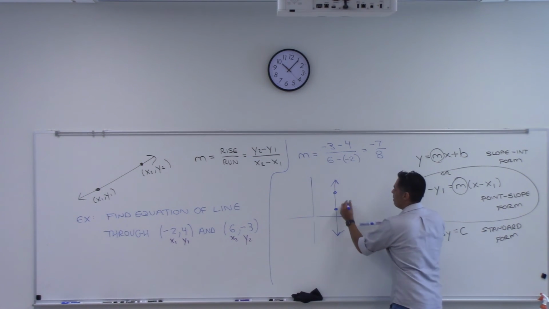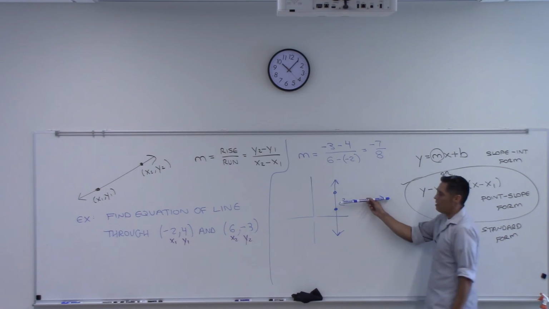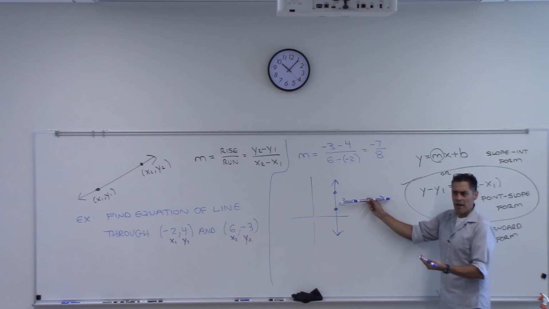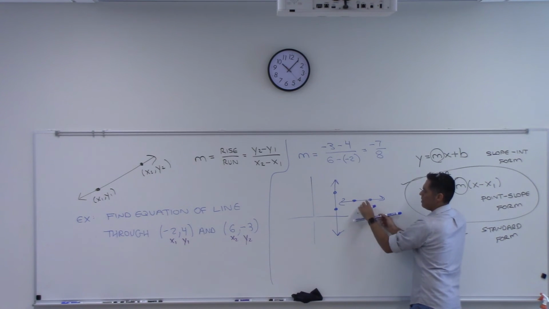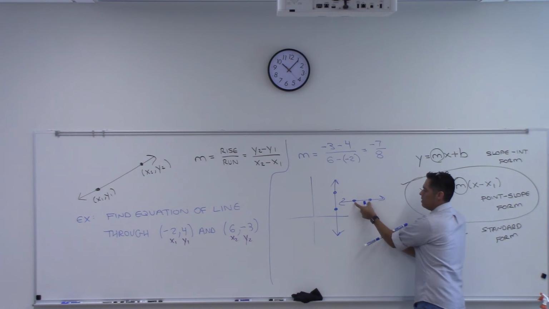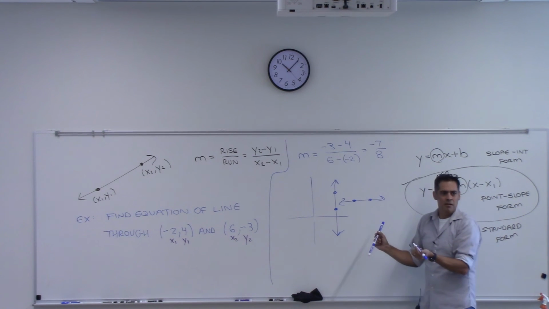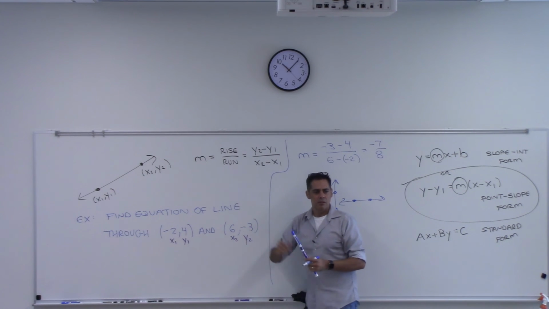Similarly, if I do a horizontal line, what did I say the slope of a horizontal line was? 0. Let's see why. What's my rise? To go from here to here, what's my rise? Nothing, right? Now, what's my run? Something, right? So if I take 0 and divide it by some number, I'm going to get 0. Making sense?